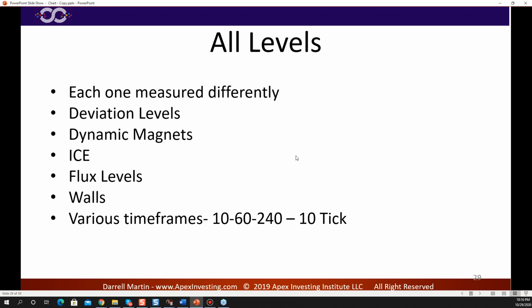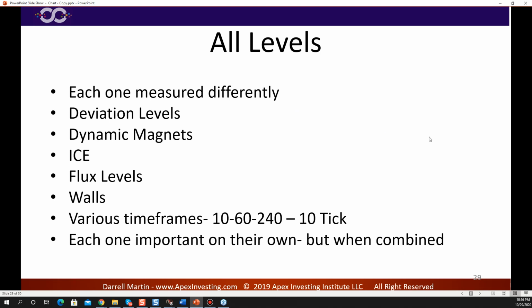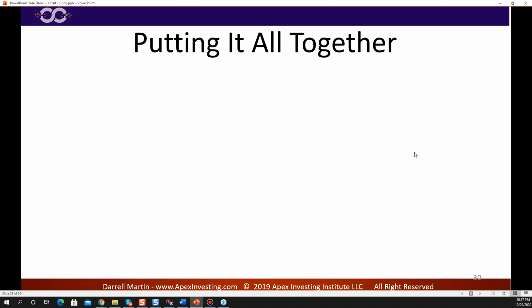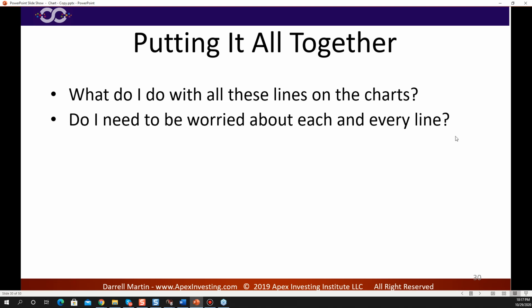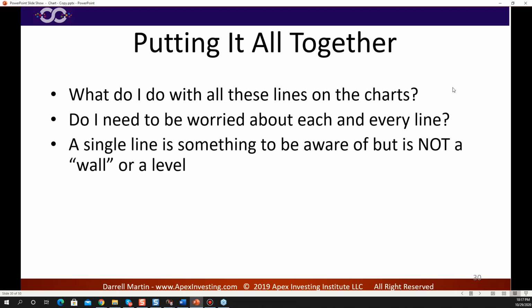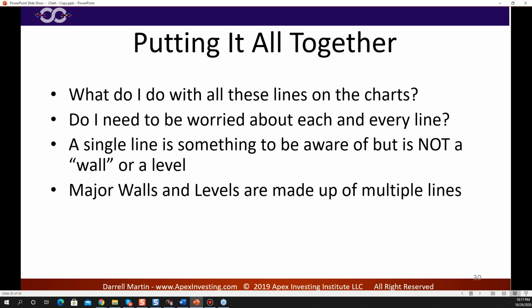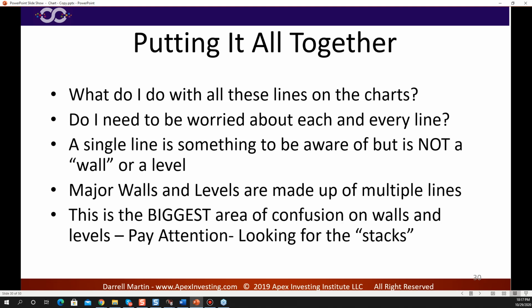Some of them were on smaller 10-tick charts. Some of them were on 4-hour charts. Remember how we talked about that? How each one on their own was important, but then when combined, they're even stronger. Now, when we put it all together and we add in the order prints levels from a smaller time frame down to the tick, and they all come together, do you think that's pretty important?